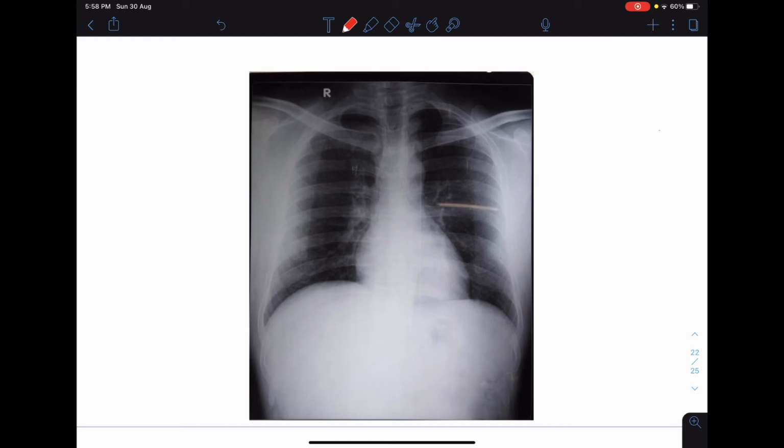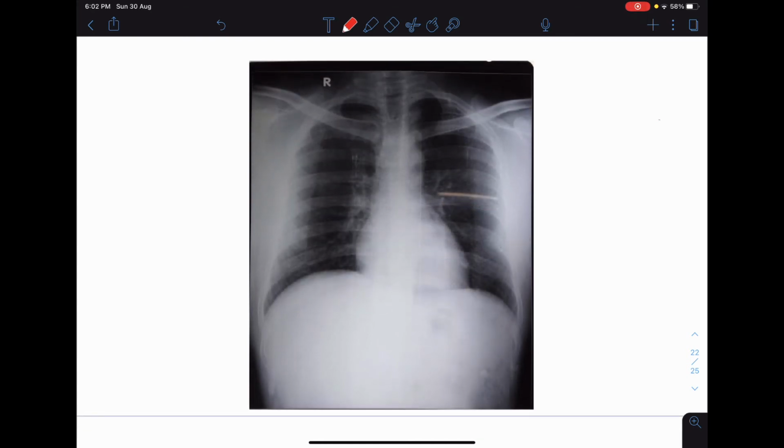But for that, first of all, we should know what are the structures which form the cardiac shadow. Now let's see the structures which form the heart border. If we know this, then only we can diagnose which part of the heart is enlarged.